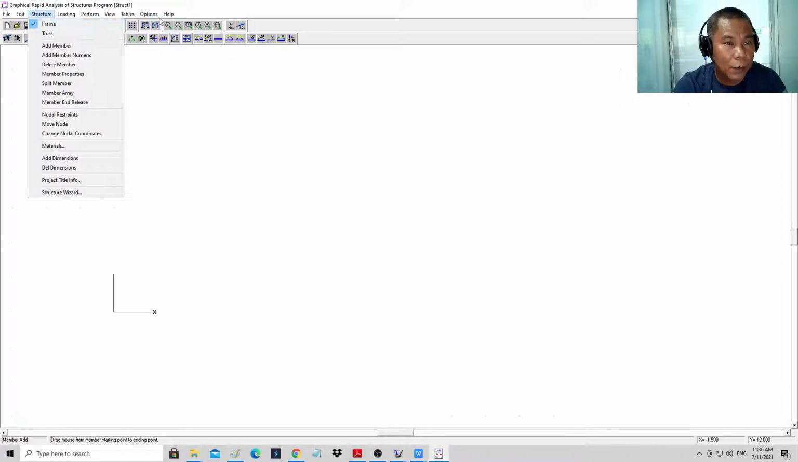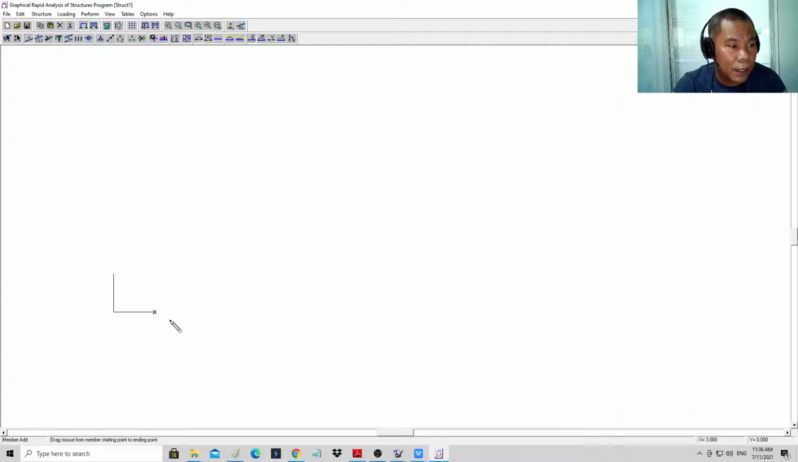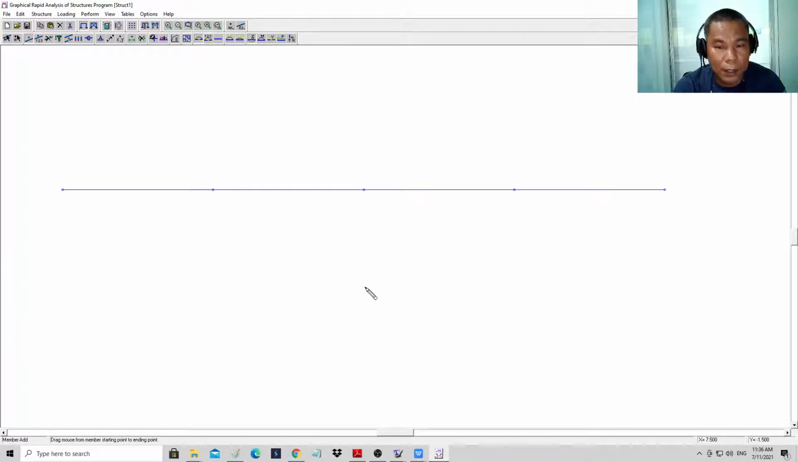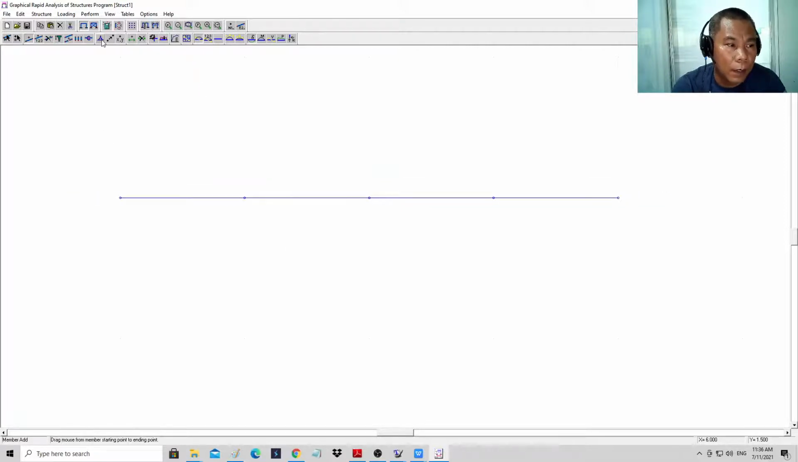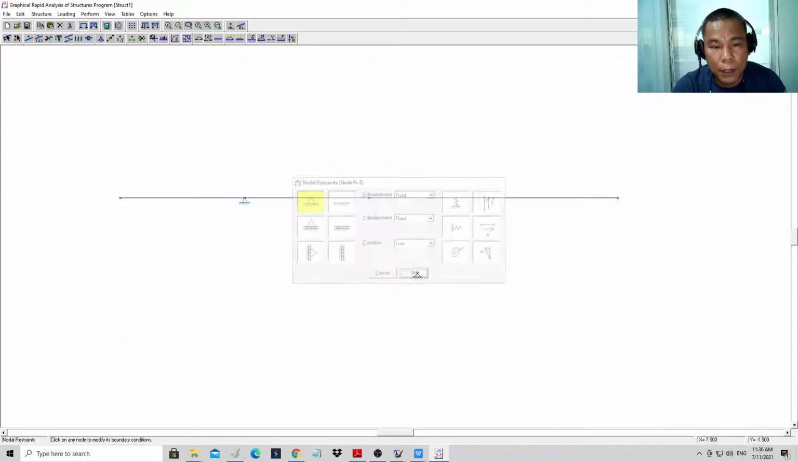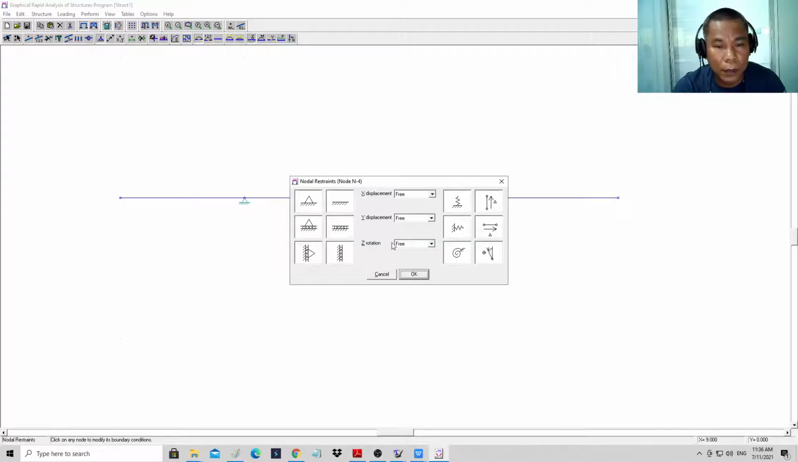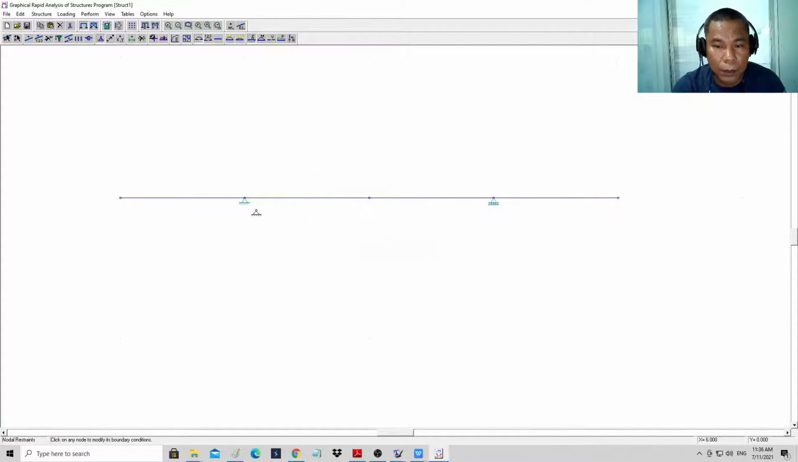This is a frame or beam, that's okay. And then I can just draw directly because I use 1.5, so that's 1.5, and then another 1.5, 1.5, 1.5, that's it. And of course I can enlarge this one for easier viewing. Yeah, so here we can put a support reaction, a hand support, and a roller support.